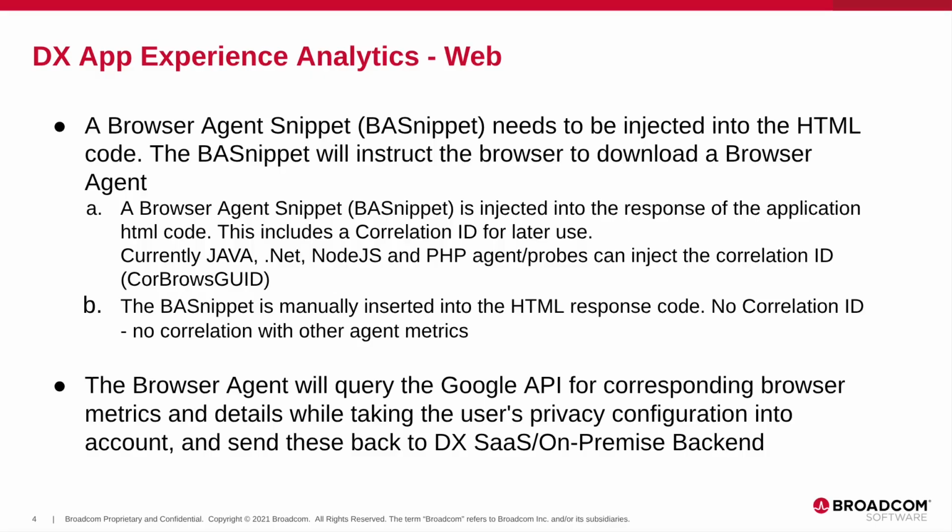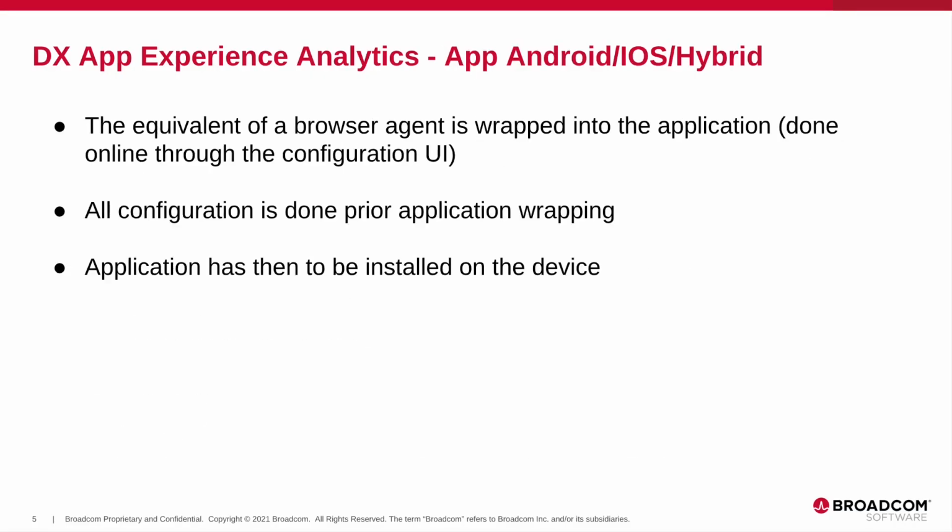Once loaded, the browser agent gathers performance and behavioral metrics by querying the Google API. It respects the user's privacy settings and securely sends data back to the DXS or on-premise backend for analysis and correlation. The same can be achieved by wrapping Android, iOS, or hybrid applications with the agent.